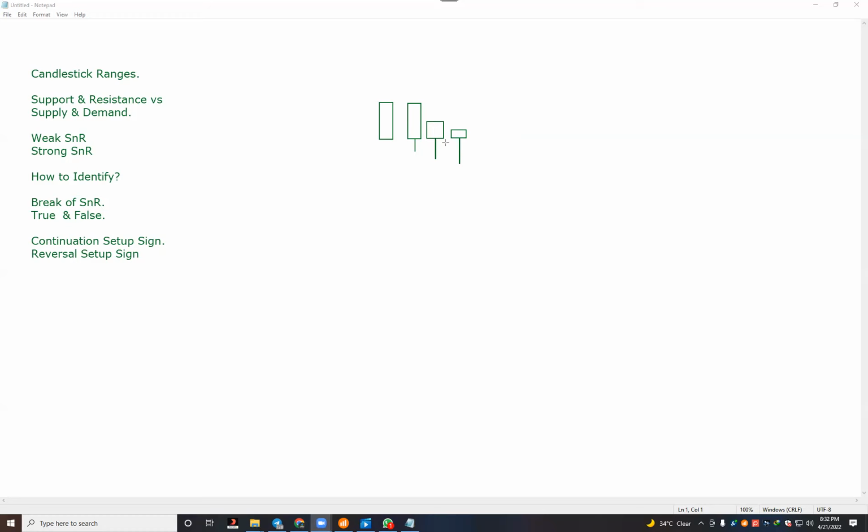Why am I teaching these strong bullish candles and all the other ranges? Because we are going to learn one strategy today, how we can identify and how we can trade. So these 4 candles are very strong candles.